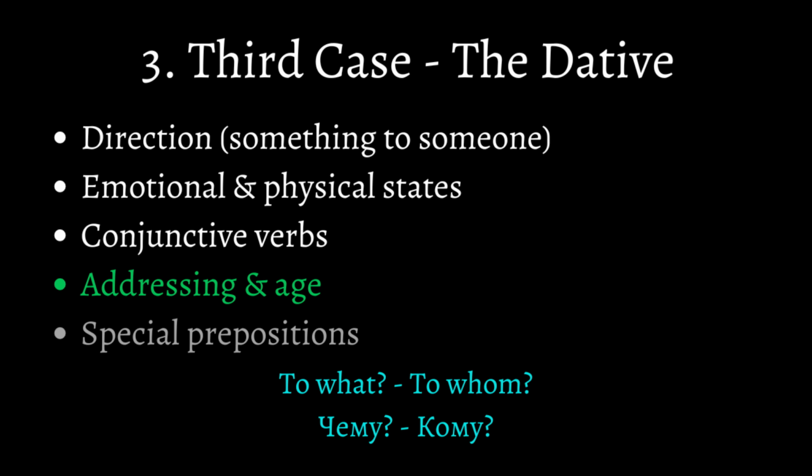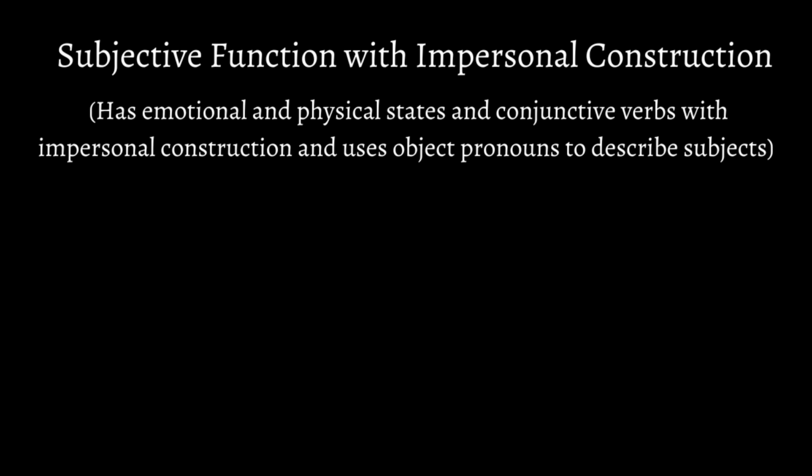Furthermore, the dative has two more functions under which object pronouns can be used, and these are addresses and age. Now, before fully explaining them, this is where I would like to show a specific category of the dative under which every other concept falls, and it's called a subjective function with impersonal construction. This category has emotional and physical states and conjunctive verbs under impersonal construction by using object pronouns to describe subjects.